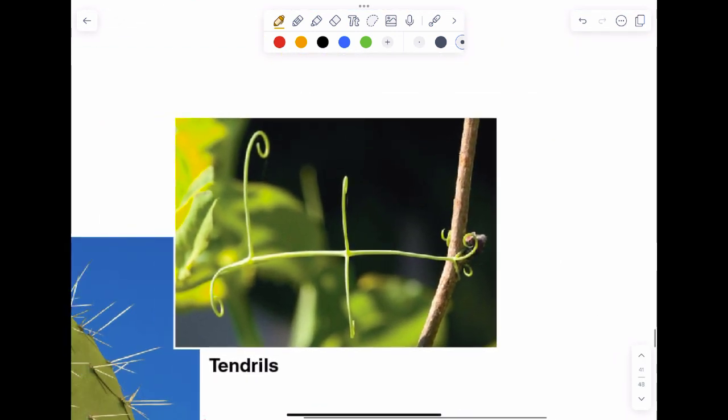Tendrils. Wrappy, wrappy, wrappy. When they grab hold, they actually have little modified portions that kind of grip onto the surface. It's called haustoria. We also know haustoria exist in parasitic plants, like all the mistletoe that we saw on Saturday. Those also have haustoria. They help grab onto their host.